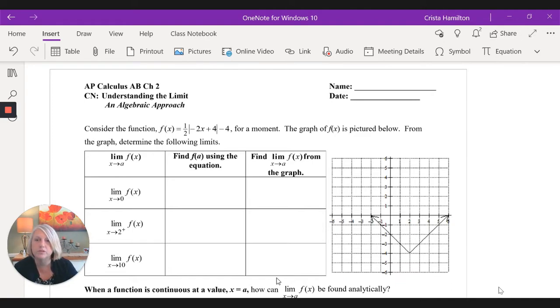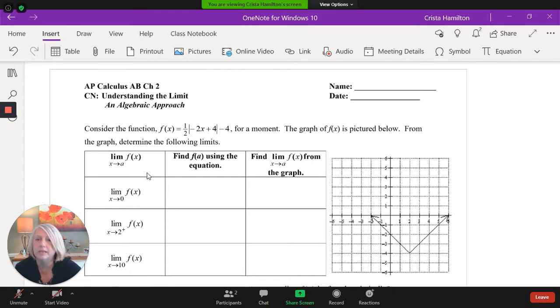In our first example, what you see is that we're trying to calculate the limit as x approaches a. And so we have different values: we have 0, we have 2 from the right, and we have 10 here. What we're going to do is first find the function value using the equation, and then find the limit by taking a look at the graph.